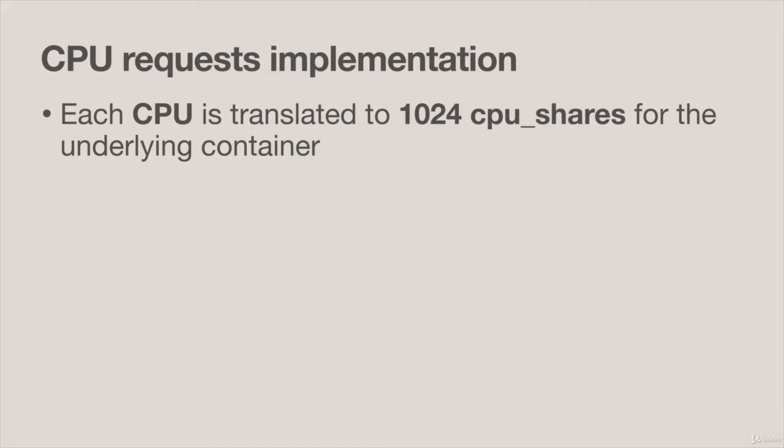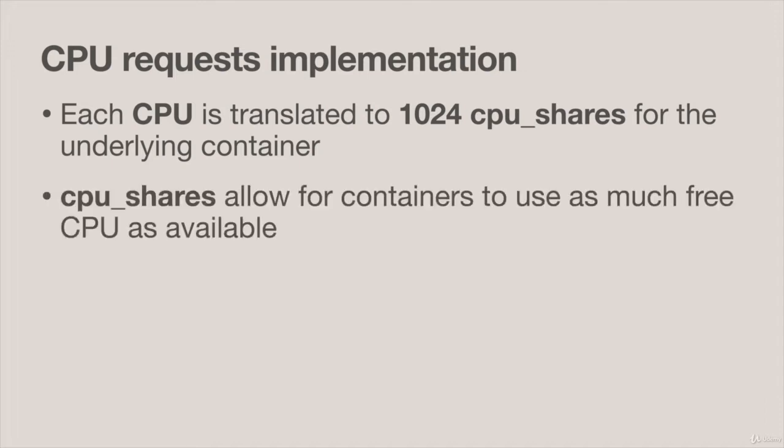So how are CPU requests implemented under the covers? Well, each CPU, or 1000 millicores, is translated to 1024 CPU shares for the underlying cgroup. Now, with what you know about CPU shares, that matches what we want from requests. The Kubernetes scheduler makes sure that if a node has 6 cores, then containers with shares adding up to 6 times 1024 will never be exceeded.